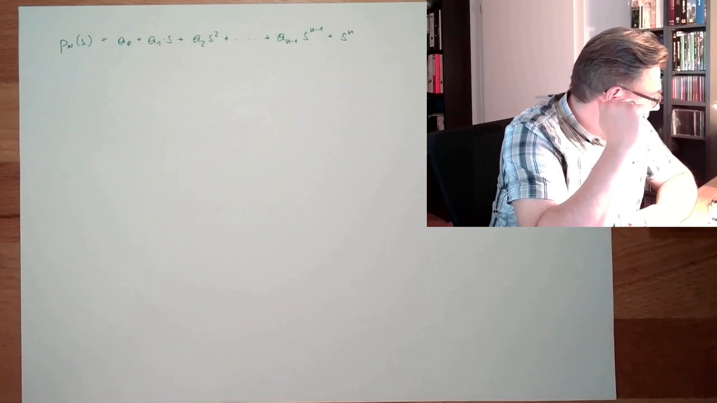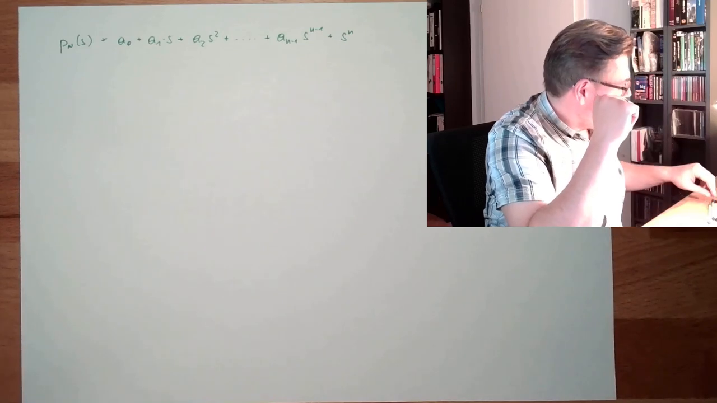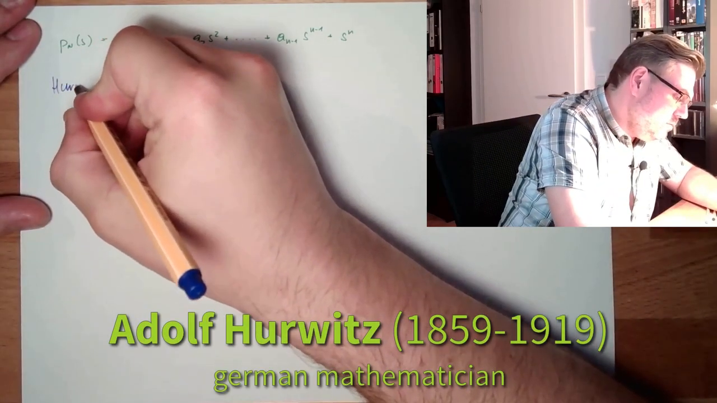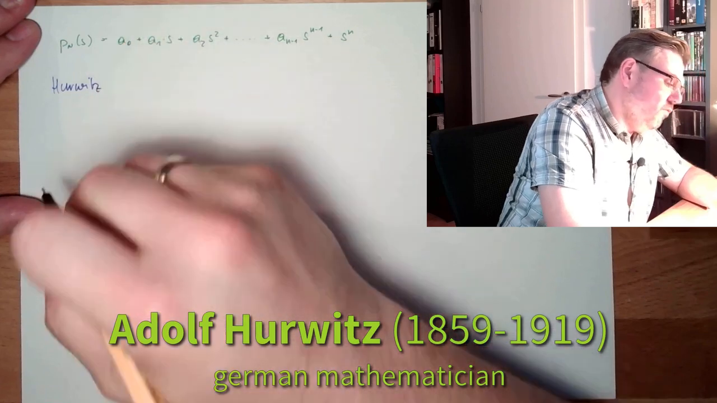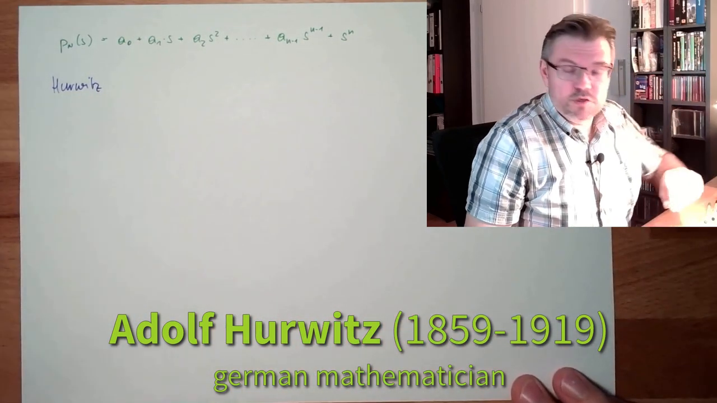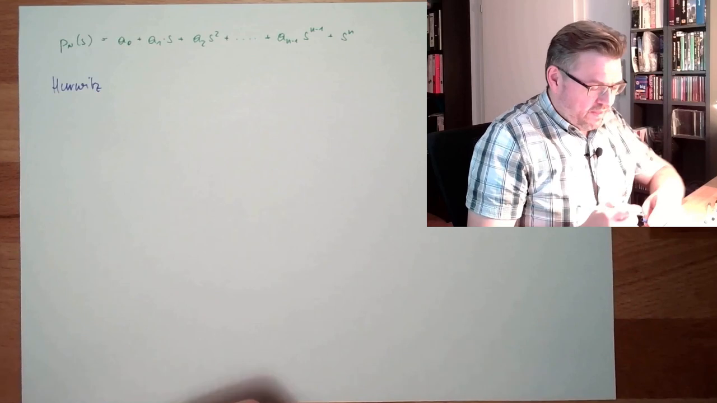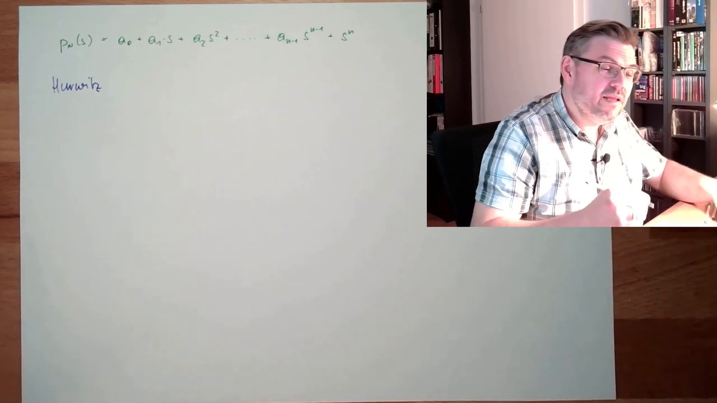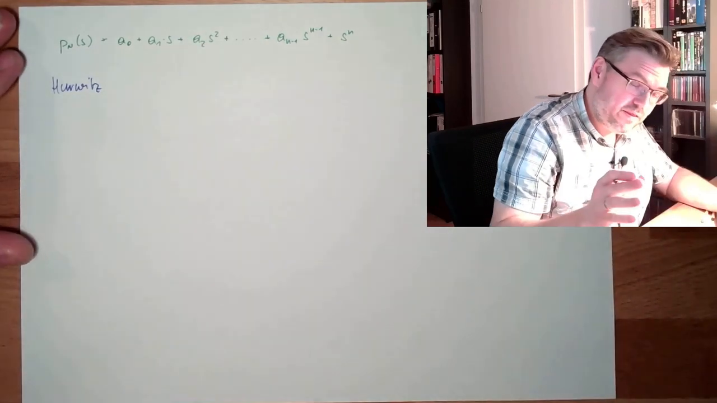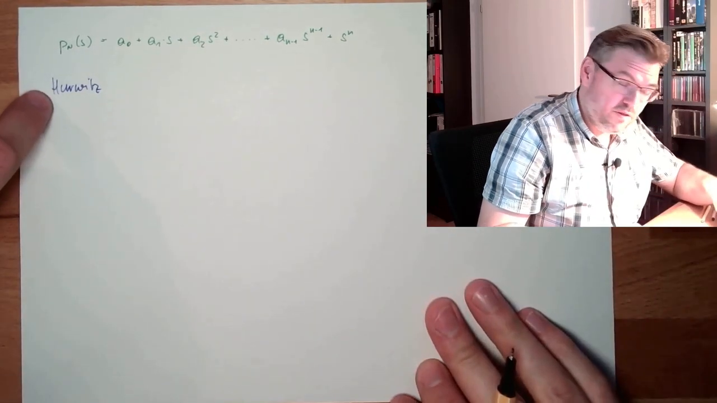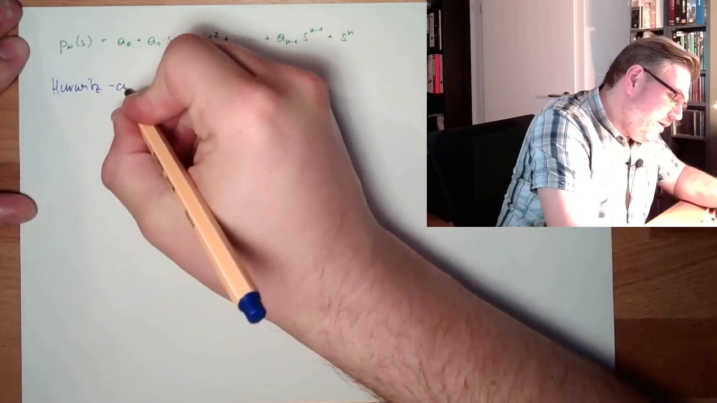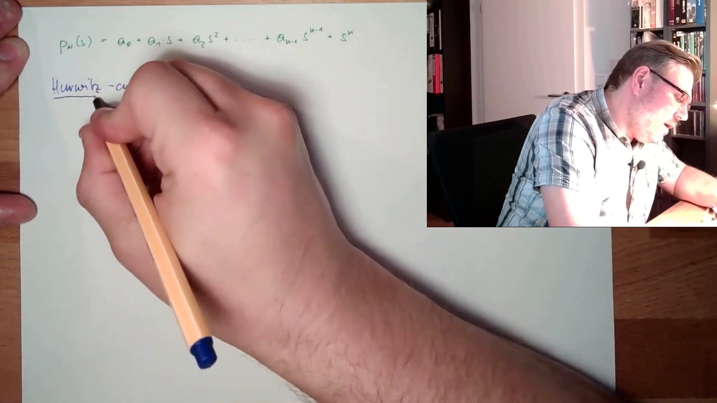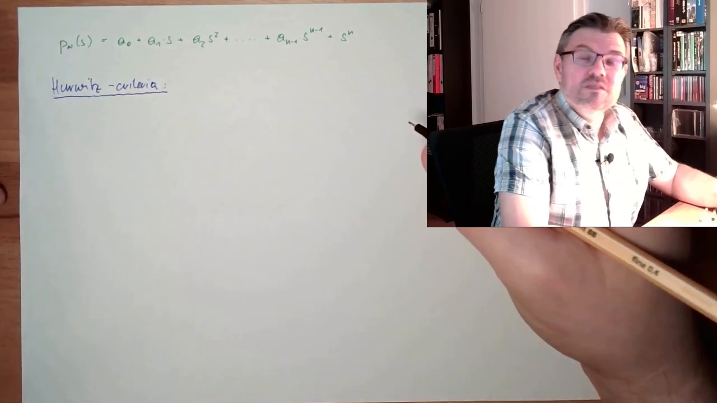And there is a second criterion, the so-called Hurwitz criterion. Adolf Hurwitz, this was a German mathematician. There it is, and now it comes. It looks a little bit esoteric. There is a mathematical background. Hurwitz was a brilliant mathematician. I just show you how this is working.